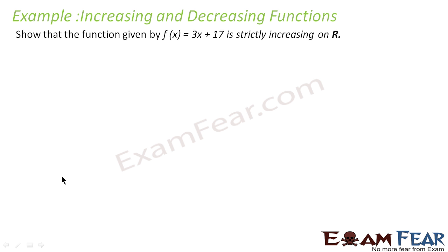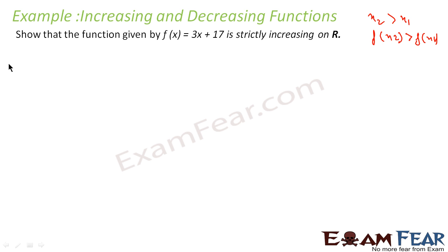So we have to prove that f of x equals 3x plus 17 is strictly increasing on R. We have done a similar kind of question where we took 2 points, x2 and x1, found f of x2 and f of x1, and showed that f of x2 was greater than f of x1 for x2 greater than x1. We proved that f of x2 is always greater than f of x1. Now we'll do it the easier way.